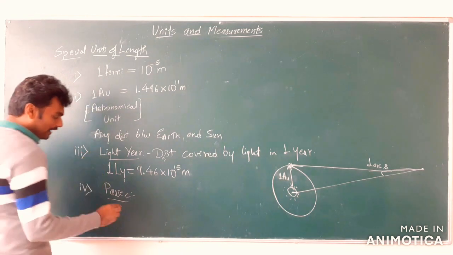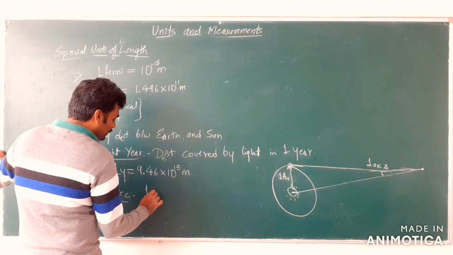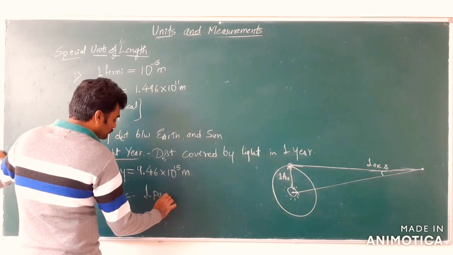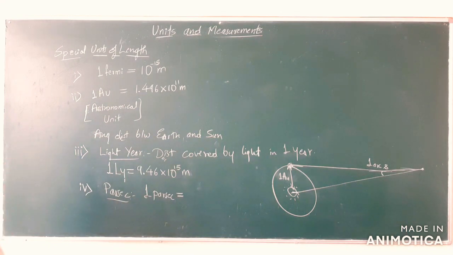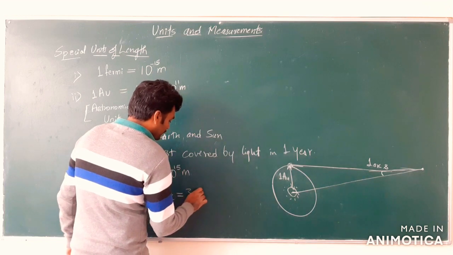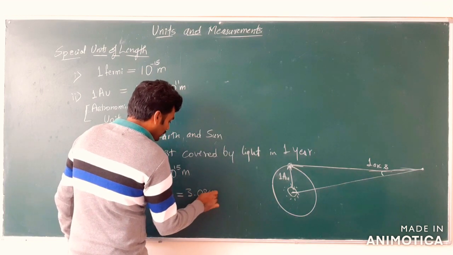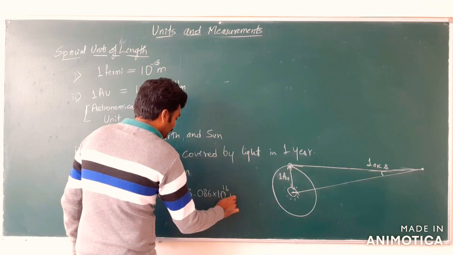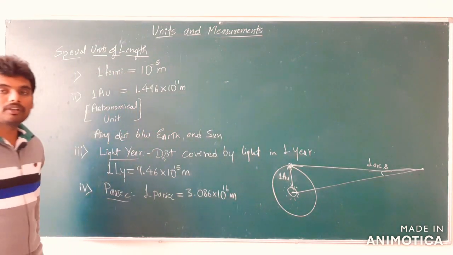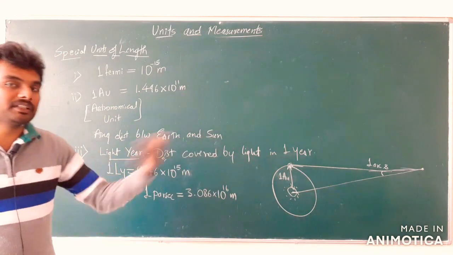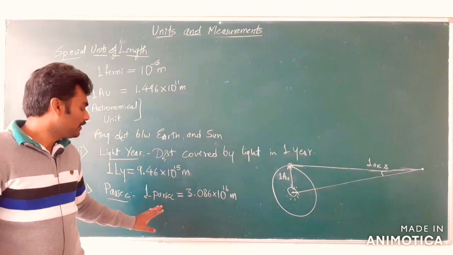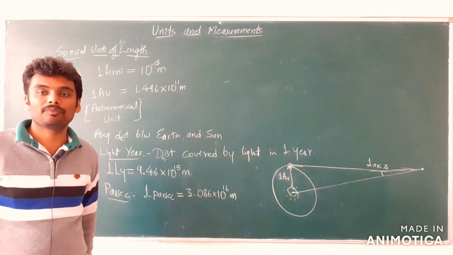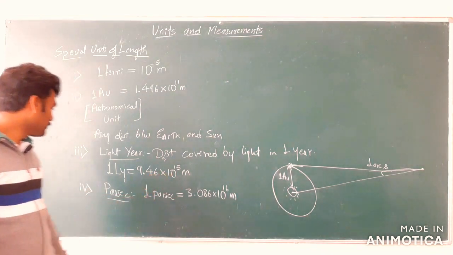But the value of 1 parsec is important. 1 parsec is more than a light year actually. It is equal to 3.086 into 10 to the power of 16 meter. So 3.086 into 10 to the power of 16 meter is the length of 1 parsec, or the parsec unit expressed in terms of meter. Okay, this is one more special unit.